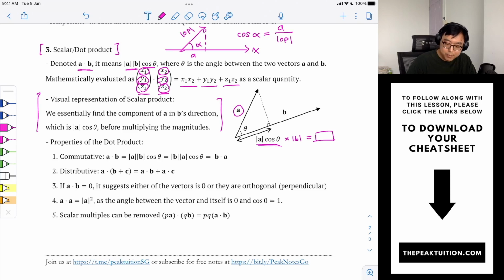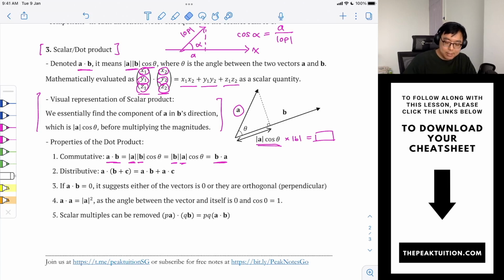Because of how the dot product is defined, we multiply the magnitude of A and B together. But if we multiply B with A, we still get the same answer because it's just a number. And that's why A dot B is the same as B dot A. It's also represented in what I talked about just now, when we say that we can also think of it as B's component in A instead of A's component in B, like what I've just drawn.